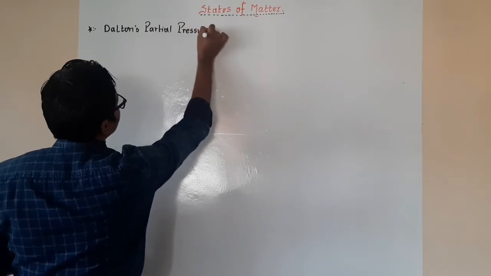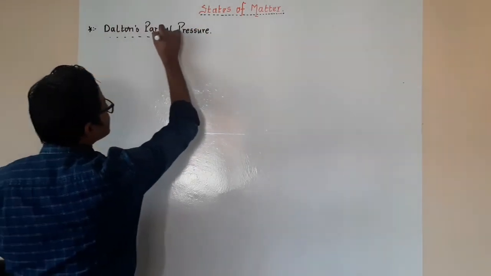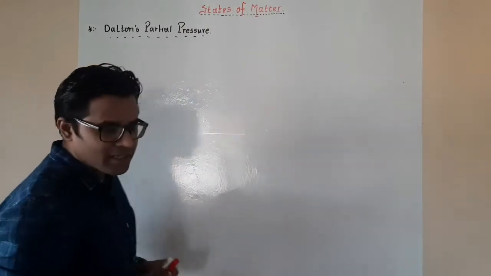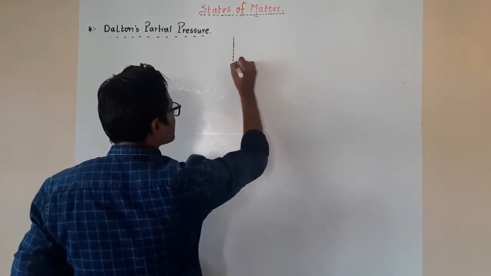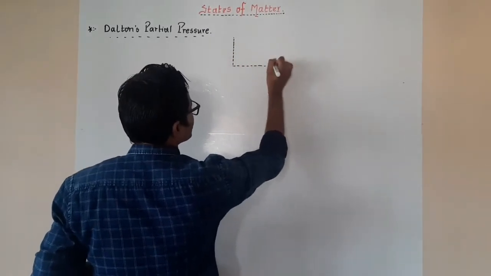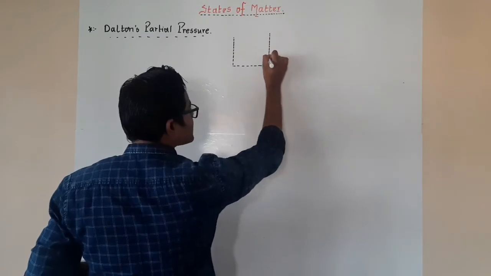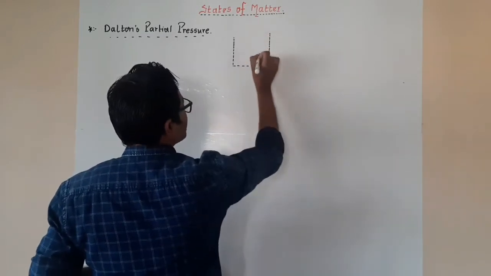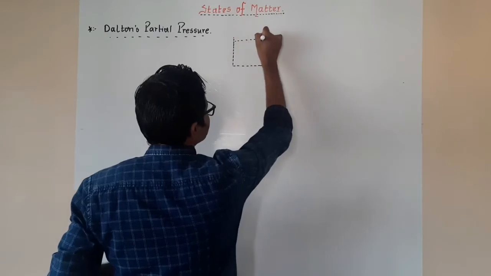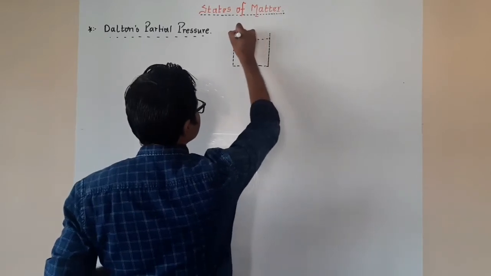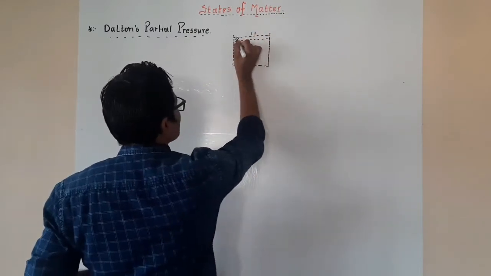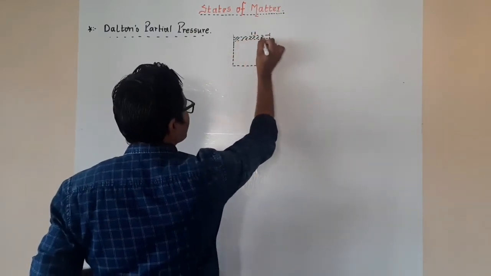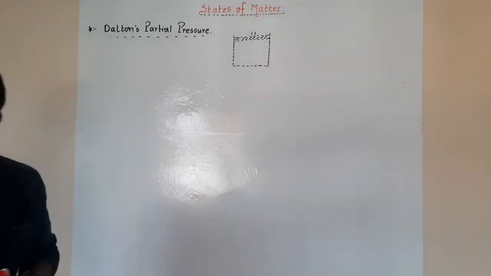Okay. Now in order to understand the Dalton's partial pressure, let us first assume that we have a container. And in this particular container, let's say that this container is going to have a mixture of gases. Let's say that this container is sealed properly from the top by the help of a piston. We are going to pack it. Okay, now let's say that this is the container as what we have.